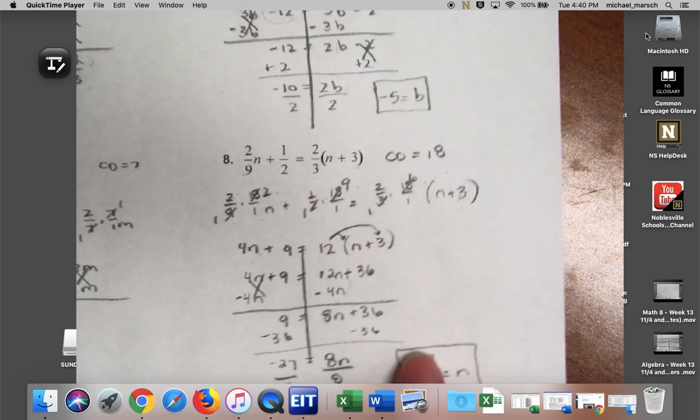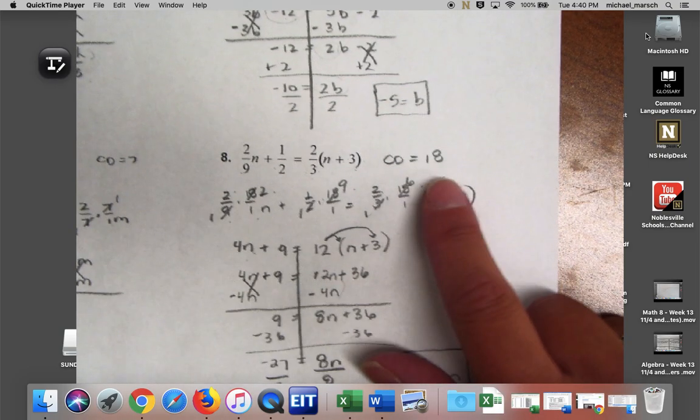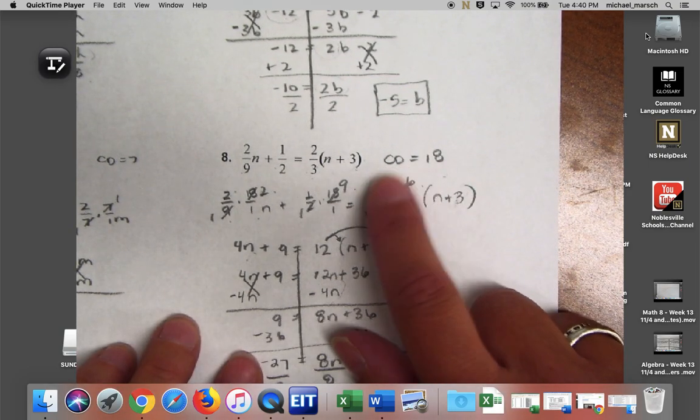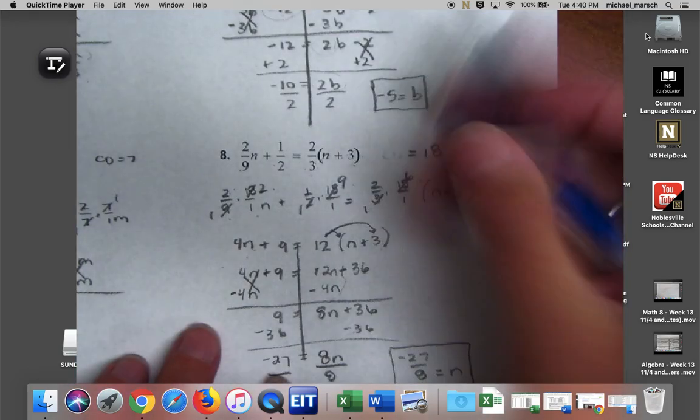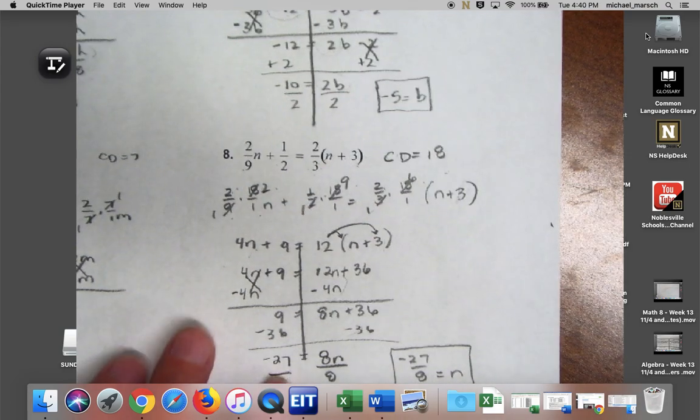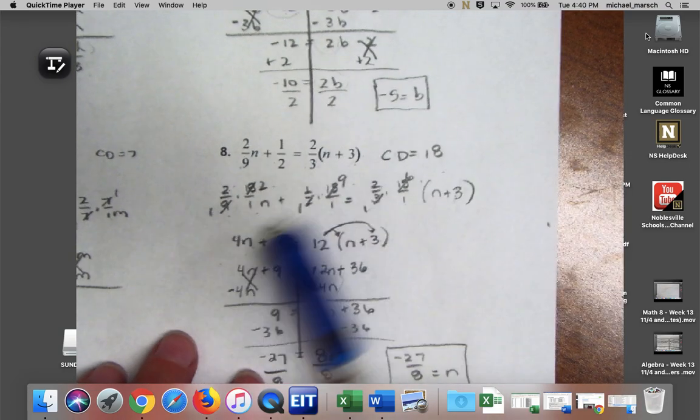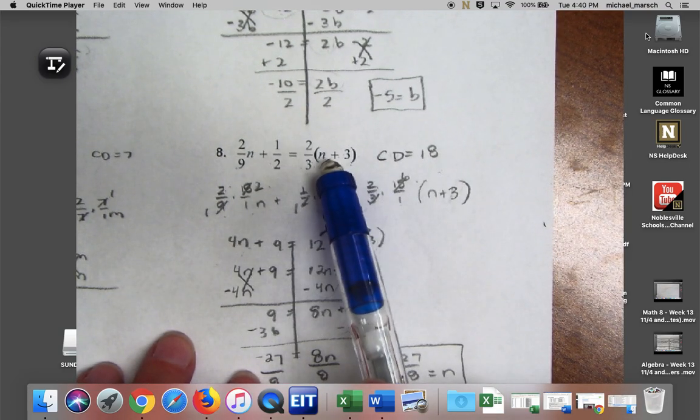And then for number 8, we had to use the common denominator of 18. That's a CD. I don't know if you can tell. That looks really weird, doesn't it? But that's supposed to be common denominator. And then I multiplied everything by 18 except what was in the parentheses.